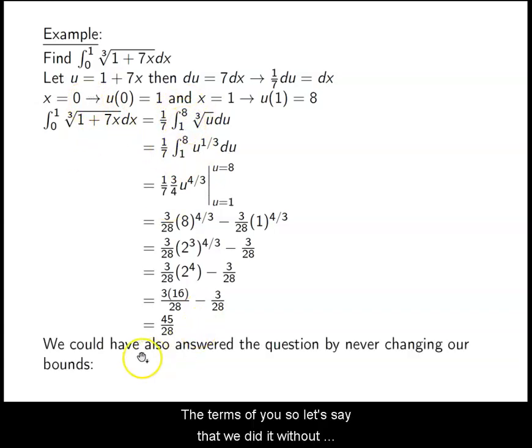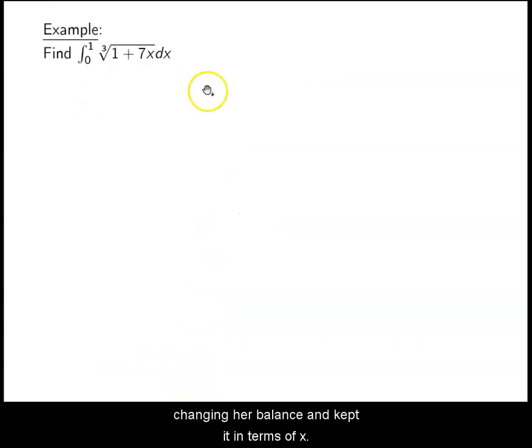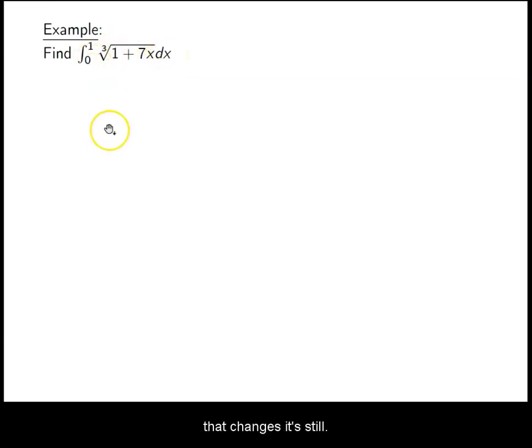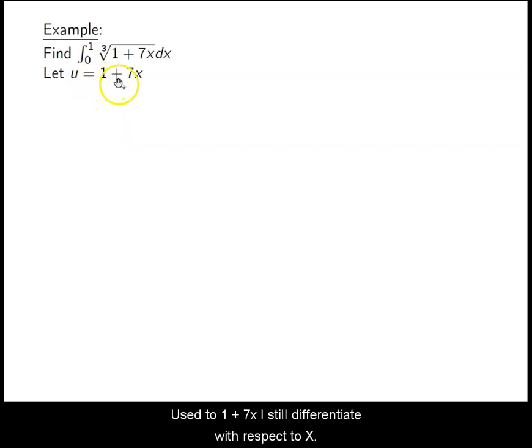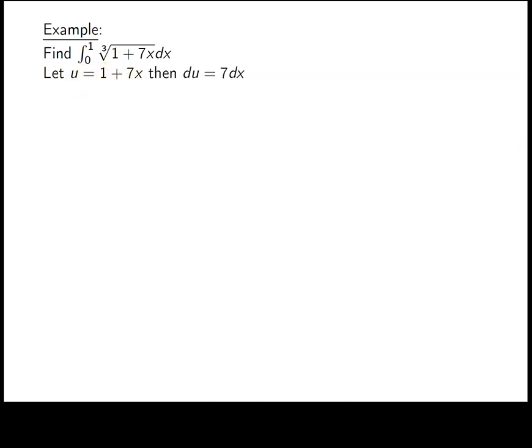So let's say that we did it without changing our bounds and kept it in terms of x, right? So here we make the exact same substitution. None of that changes. It's still, u is still 1 plus 7x. I still differentiate with respect to x, right? So I still get du is 7 dx. Again, remember, this turns into du/dx. This turns into just 7. And then I have to get all the x stuff on the other side, so I multiply both sides by dx. And that's why it looks like du equals 7 dx.